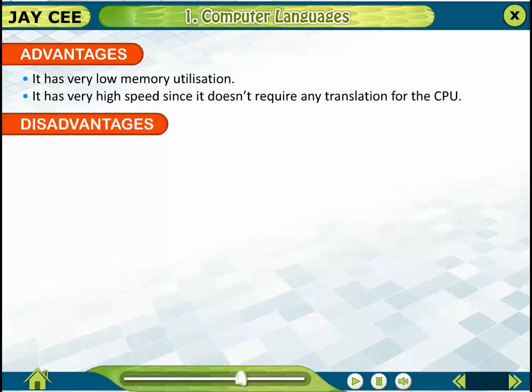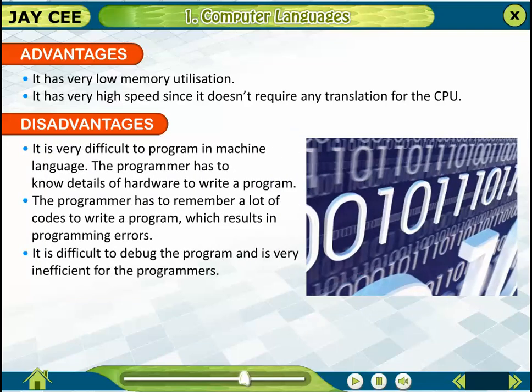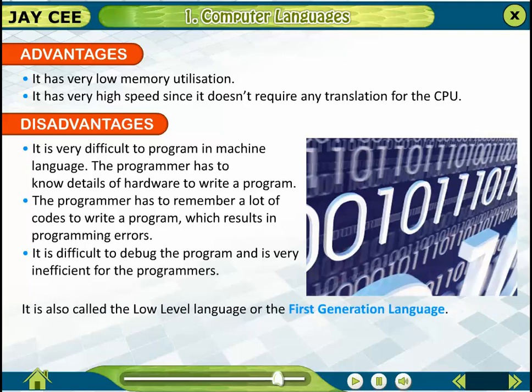Disadvantages: it is very difficult to program in machine language. The programmer has to know details of hardware to write a program. The programmer has to remember a lot of codes to write a program, which results in programming errors. It is difficult to debug the program and is very inefficient for the programmers. It is also called the low-level language or the first generation language.